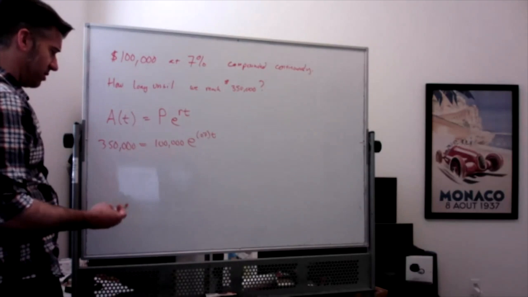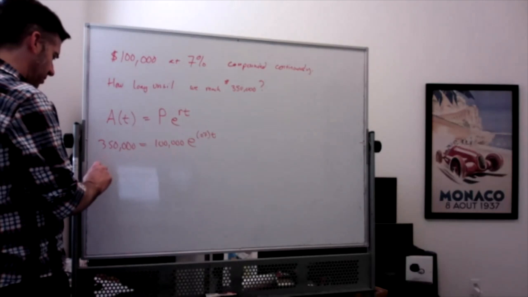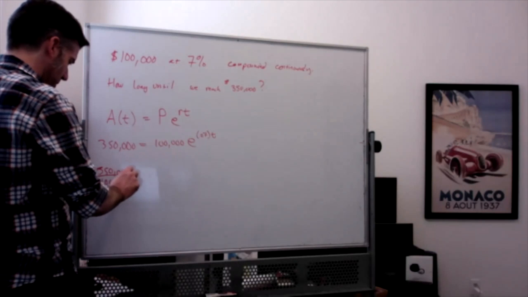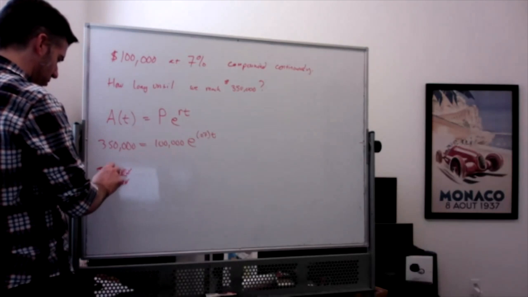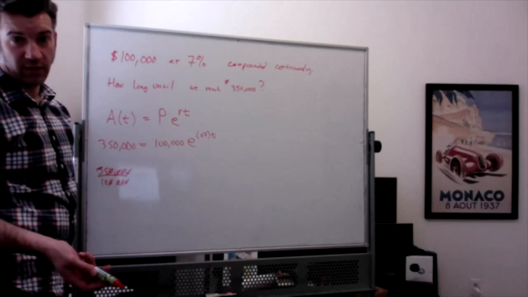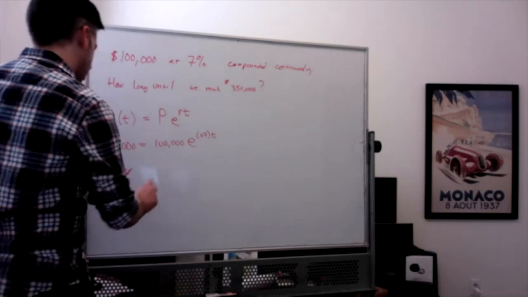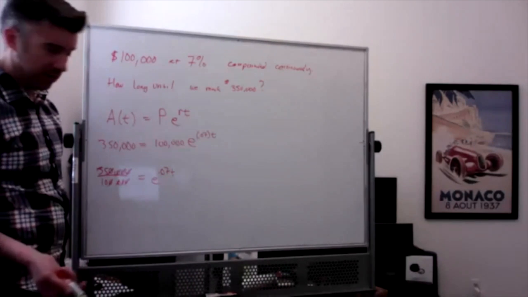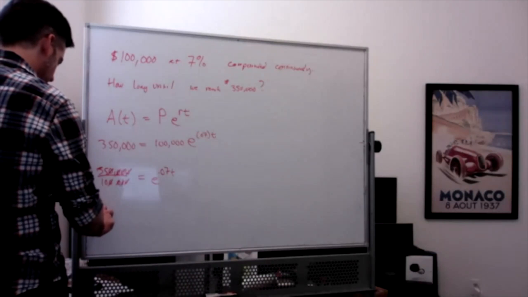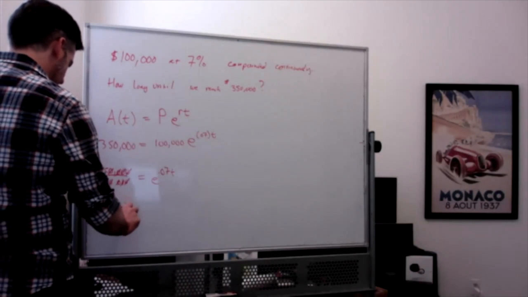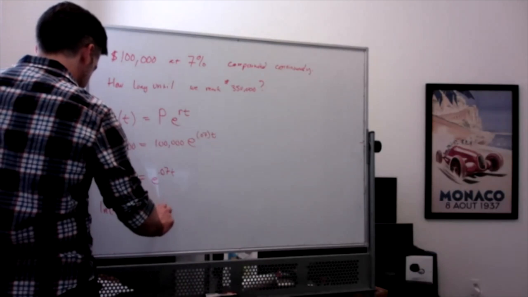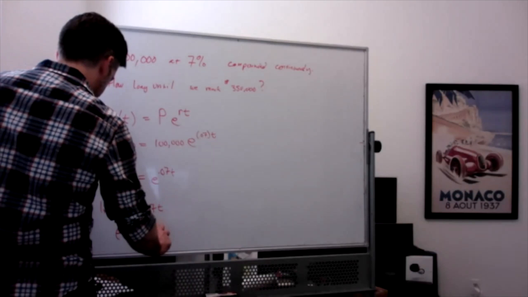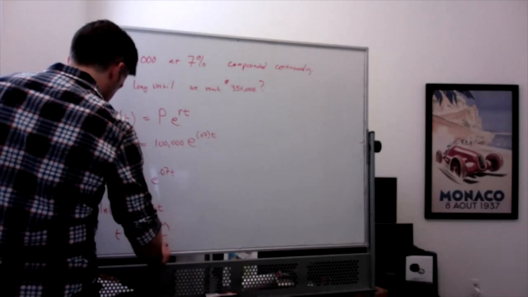Divide both sides by 100,000, so you end up with 350,000 divided by 100,000, which simplifies down to 35 over 10 or 7 over 2 or 3.5, whatever you want to call it. That's going to equal e to the 0.07t. Take the natural log of both sides. Natural log of 3.5 equals 0.07 times t. And then t is going to equal the natural log of 3.5 divided by 0.07.